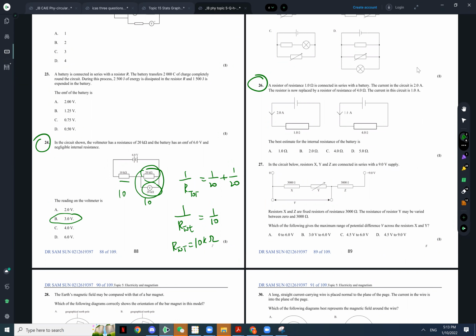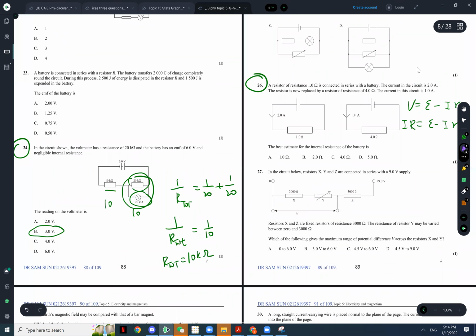Internal resistance. For internal resistance, we have this formula, V equals epsilon minus Ir. Epsilon is EMF. Little r is the internal resistance. Like here, we just the voltage across the load, the external resistor. R for this question, just two R. For the second circuit, it's called same battery, same battery.